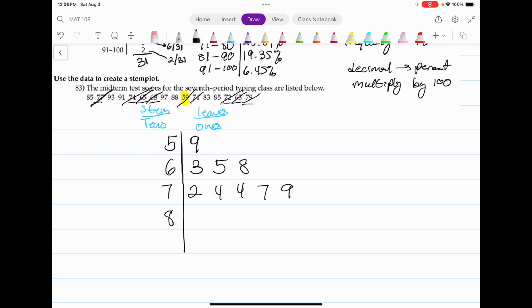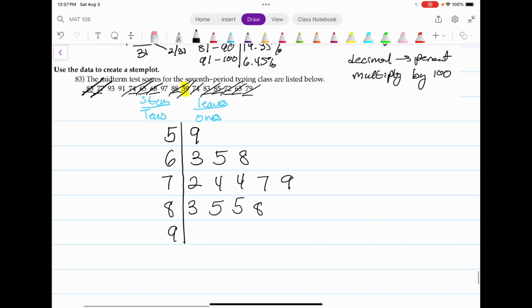Then for our 80s, and I'll just put the 90s as well because we see 80s and 90s. We have 85, 88, 83, 85. So that's going to be 83 first, 85 second, and then an 88 last. Write that 5 better for you guys. And then for our 90s, we have 91, 93, and 97.